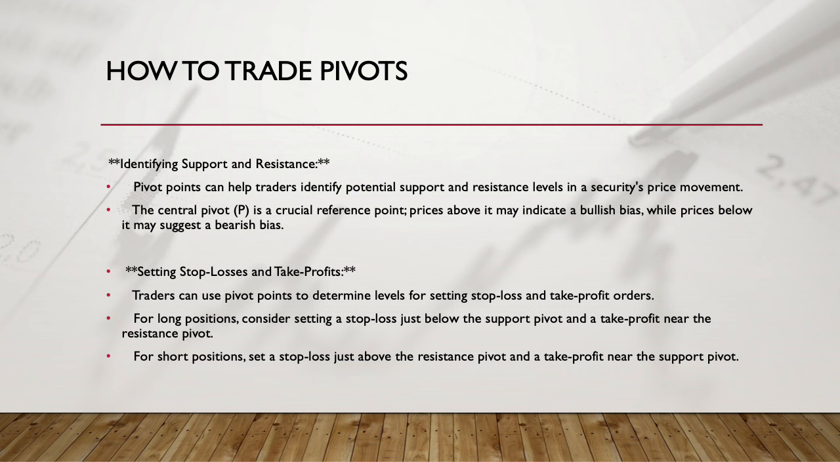Setting up stop losses and take profits. Traders can use pivot points to determine levels for setting up stop loss and take profit orders. For long positions, consider setting up stop loss orders just below the support pivot and take profits near the resistance pivot. For short positions, set a stop loss just above the resistance pivot and take profit near the support pivot.